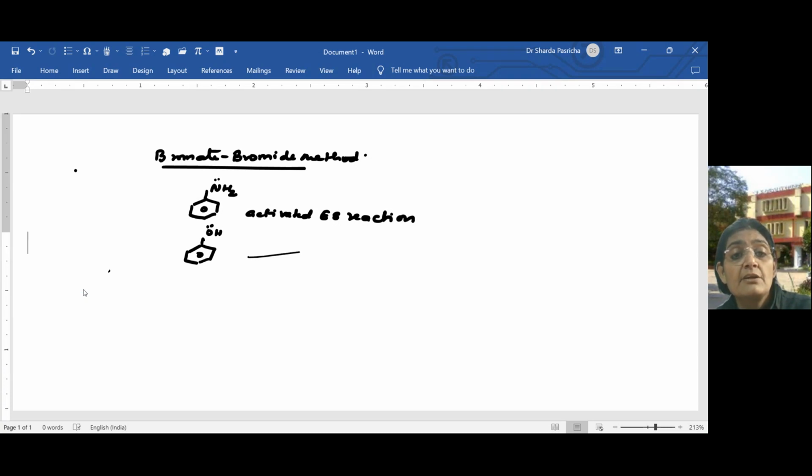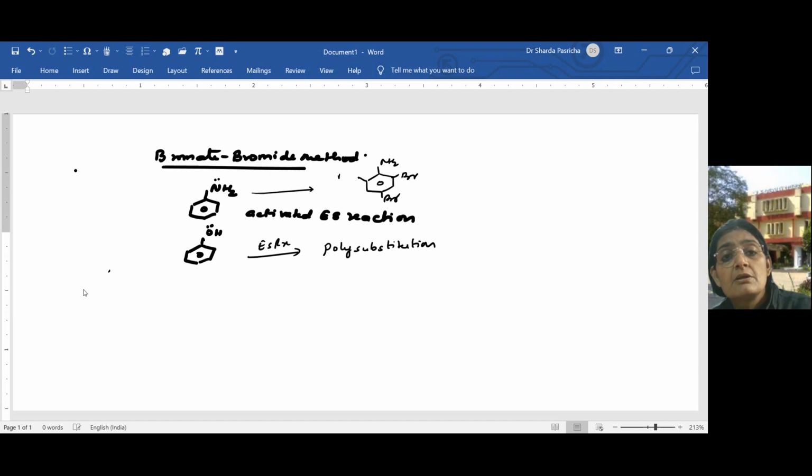That means if I subject it to an electrophilic substitution reaction, both aniline and phenol undergo polysubstitution. For example, aniline, when you subject it to bromination in water or in acetic acid, will form 2,4,6 tribromoaniline. Similarly, phenol on bromination in polar solvents will also form 2,4,6 tribromophenol.